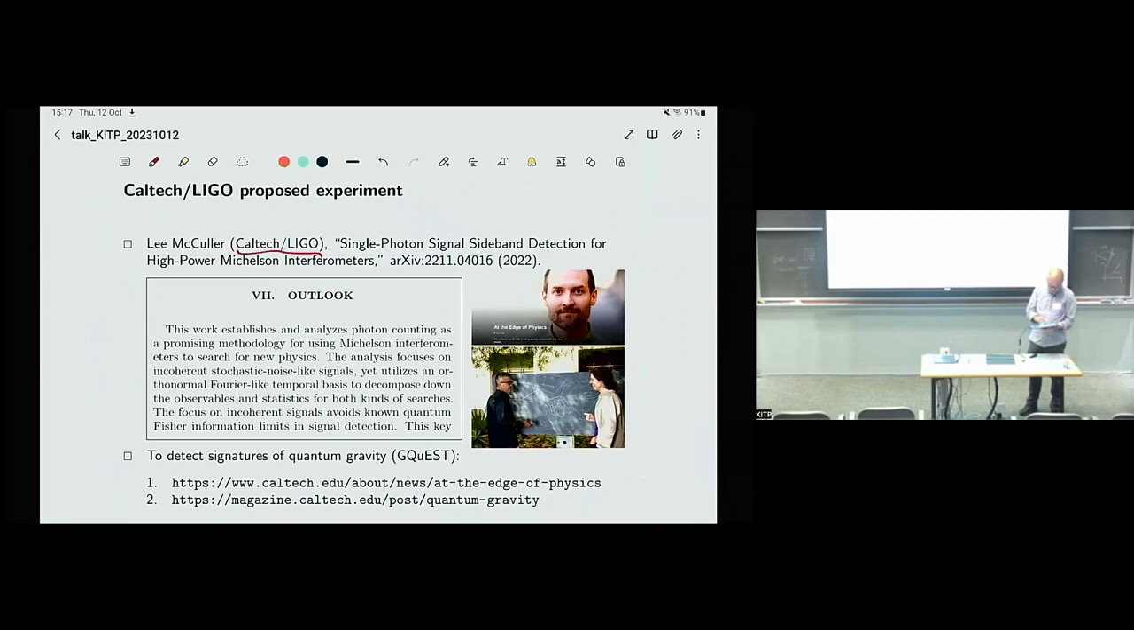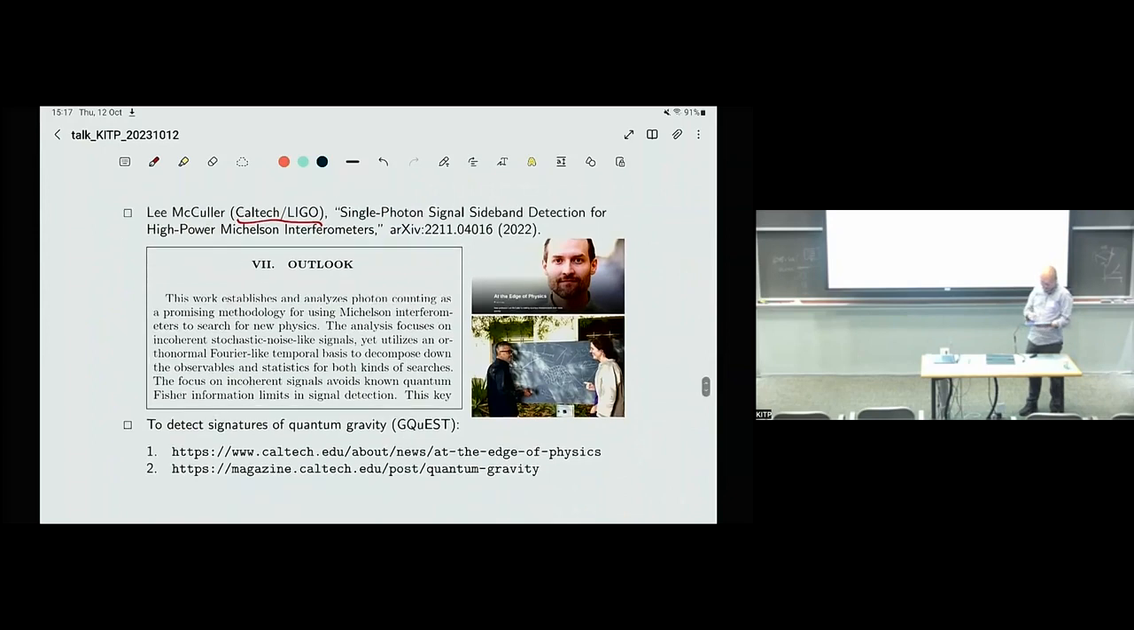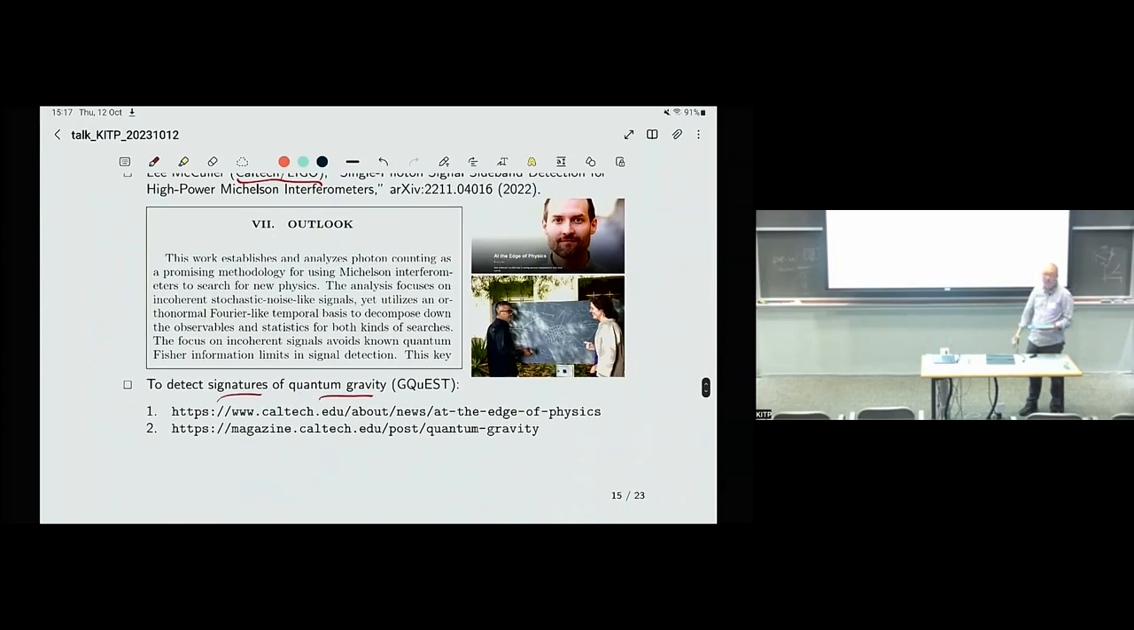The Caltech experimentalists, the LIGO experimentalists, noticed our paper, and they're actually going to build an experiment to detect signatures of quantum gravity based on the idea of doing photon counting for Michelson interferometry. So, this is from their technical paper, Lee McCullough.